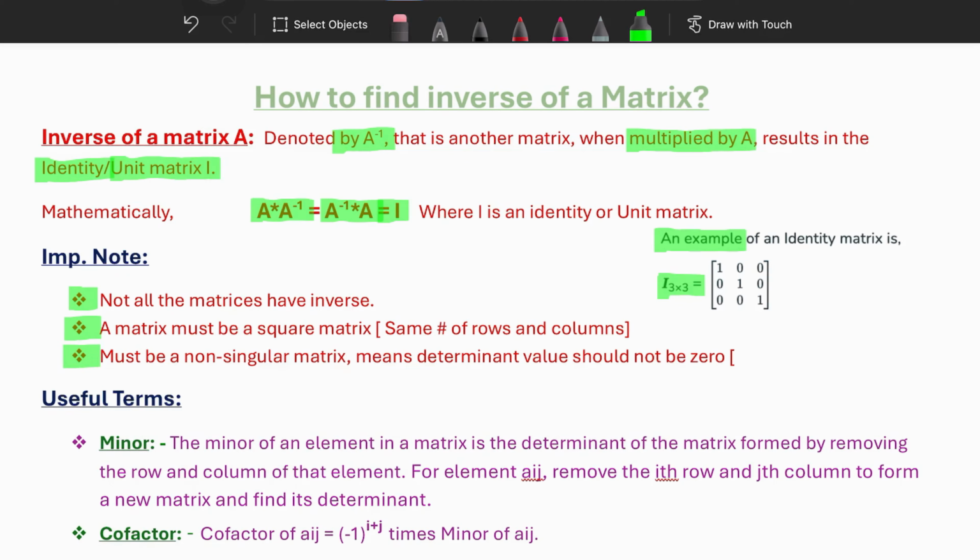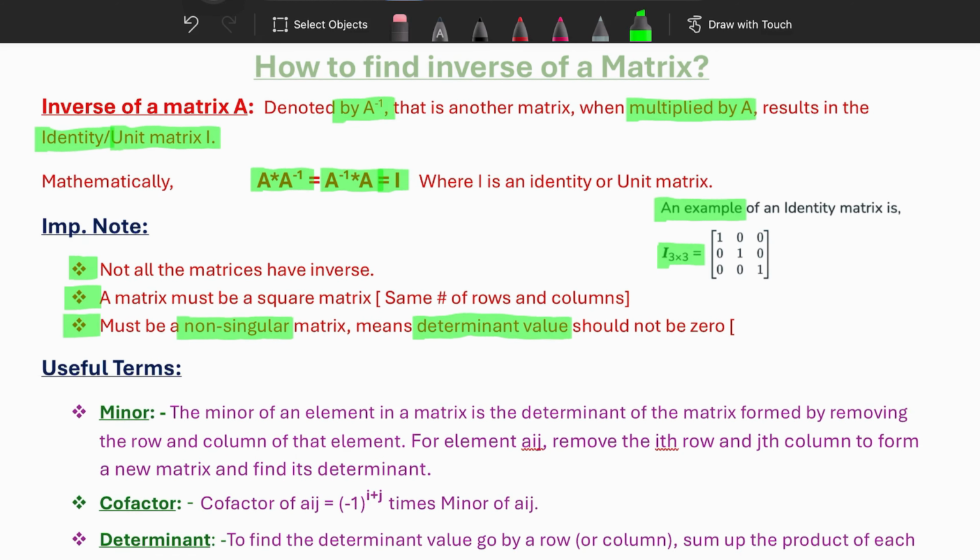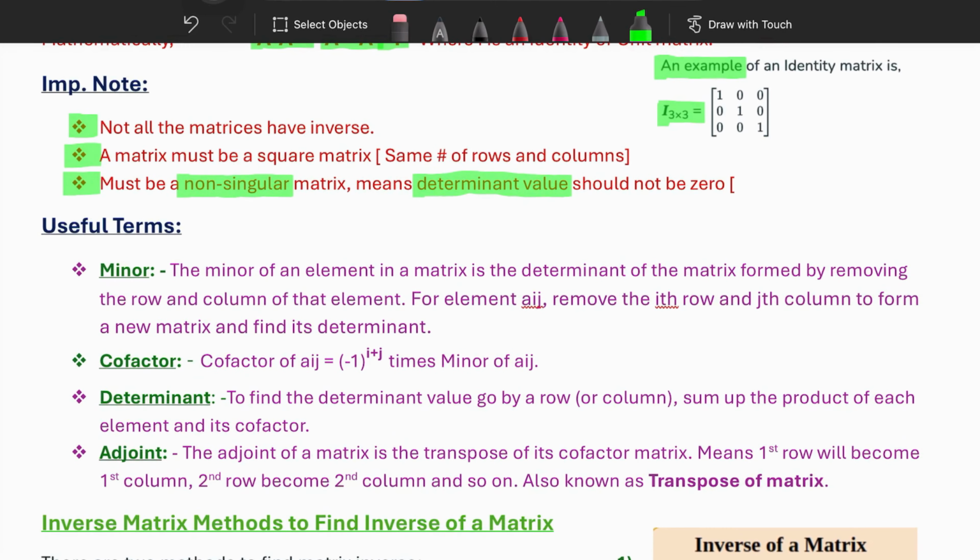The next important thing is that you must have a non-singular matrix. What do we mean by non-singular? We find the determinant value of the matrix, and it should not be equal to 0. If it is 0, then it's a singular matrix. For example, if one row or column is all 0, the matrix is singular. If that is not the case, then we can find the inverse. Otherwise, the inverse is not possible.